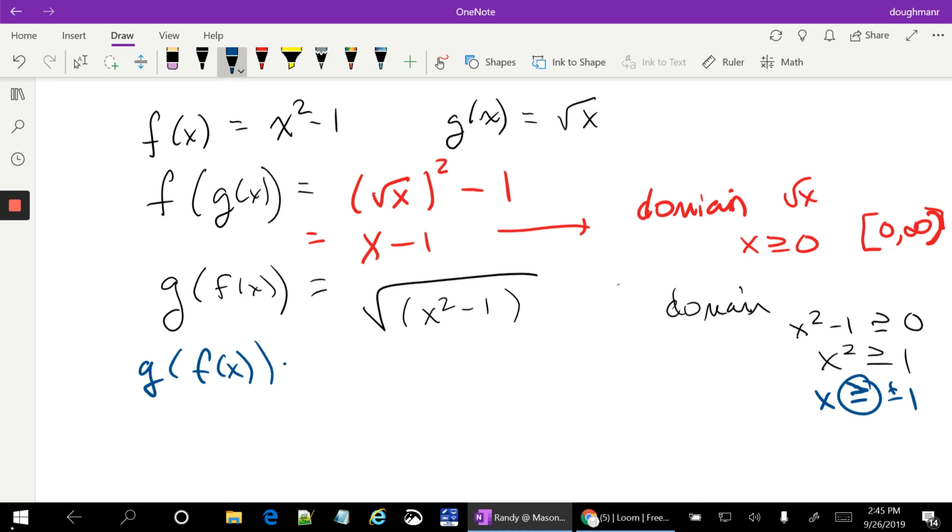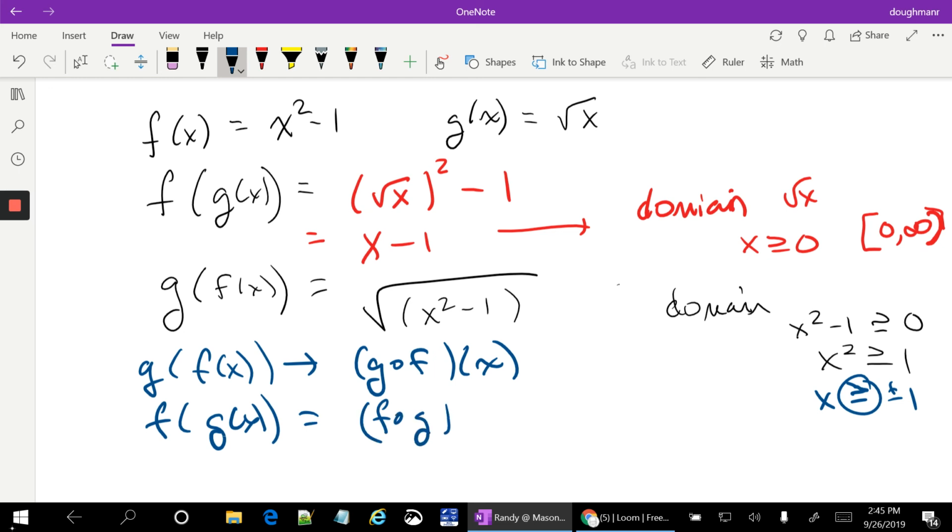So g of f of x can also be written as g of f of x, and f of g of x can also be written f of g of x, where that thing is just a real small circle.